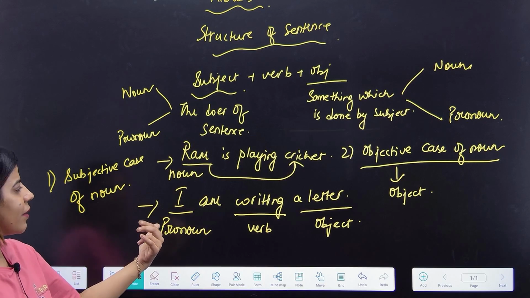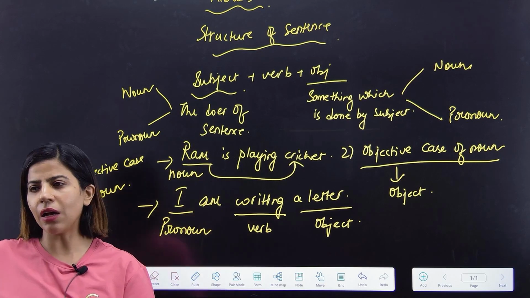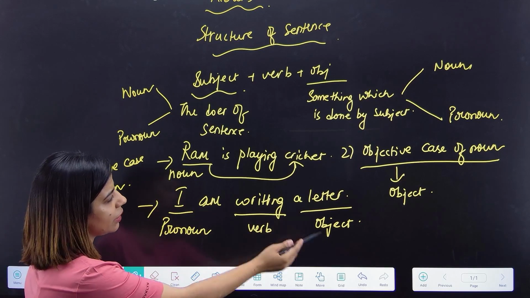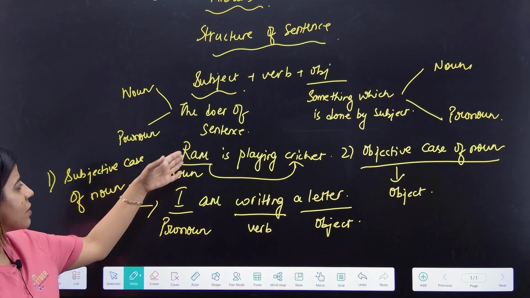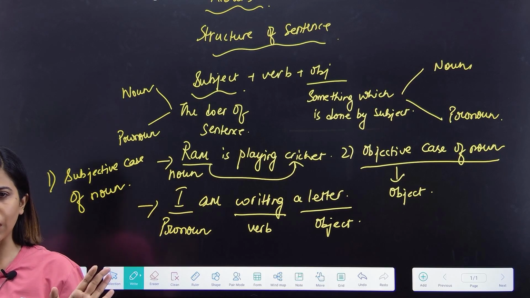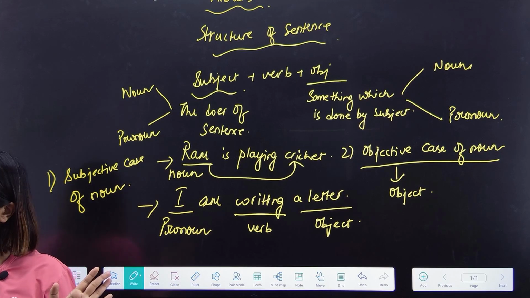In the second sentence, I is doing the action of writing a letter. So cricket was your object, and letter is the object in the second one. Subjective case is the subject, objective case is the object. Till here, everything clear? Sure?